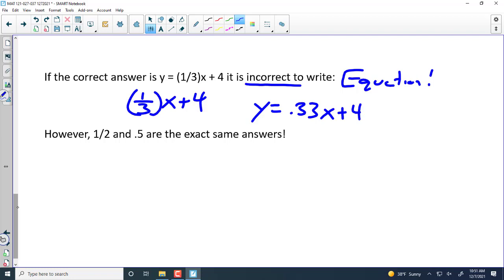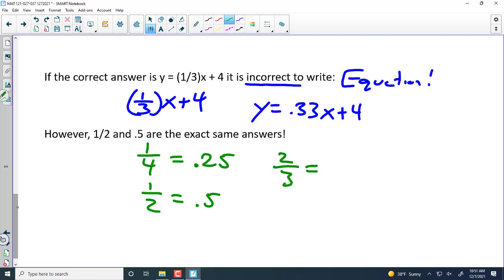Now, I am fine with decimals and fractions that are the same thing. If I expected the answer to be 1/4 and you wrote 0.25, that's fantastic. I'll give you full credit for that. If I wanted the answer to be 1/2 and you wrote 0.5, then you're awesome and you win. If I want the answer to be 2/3 and you write 0.67, then no, you can't do that because they're not the same thing. So there's no reason to write decimals when we can give an exact answer with a fraction.